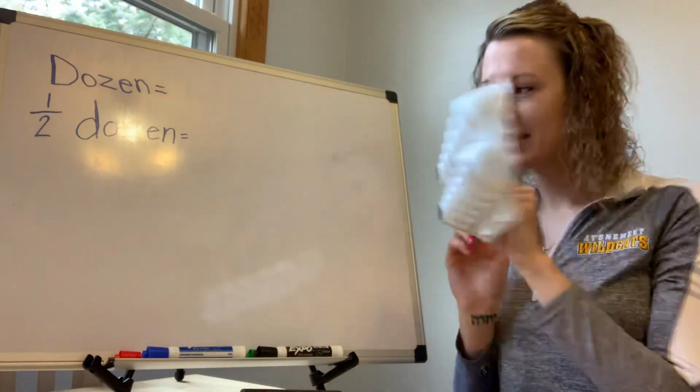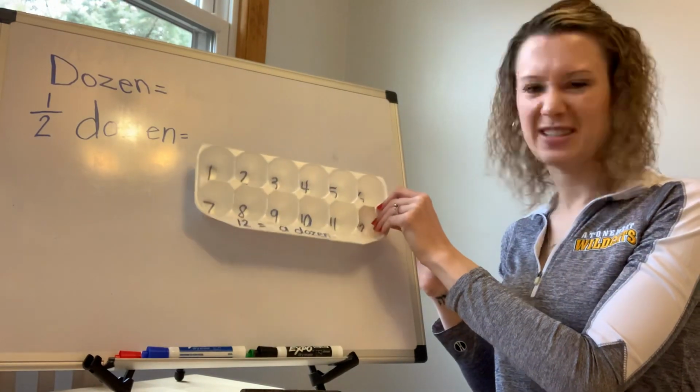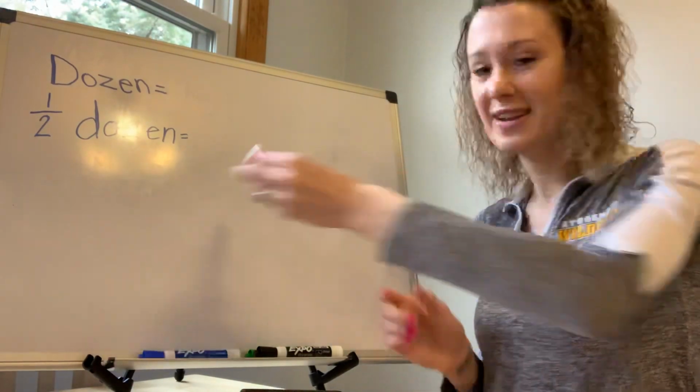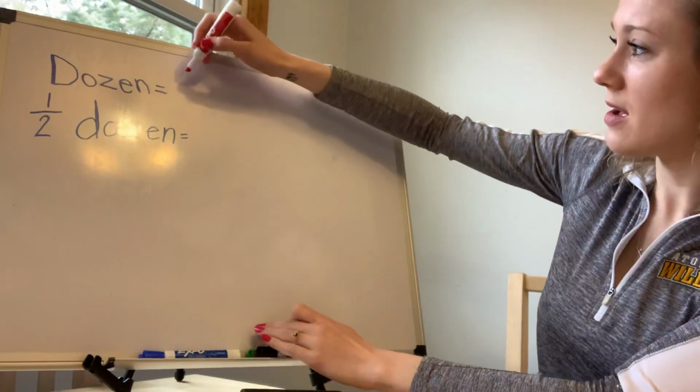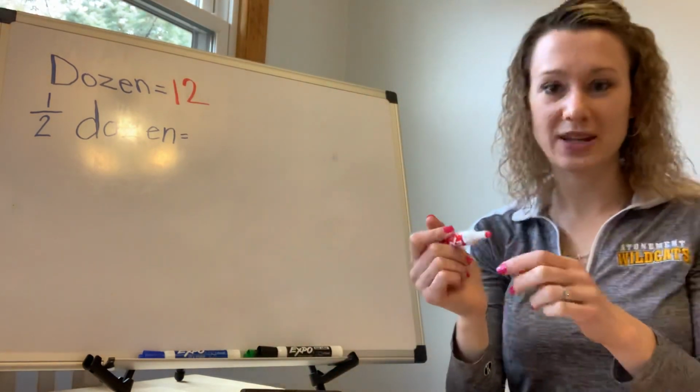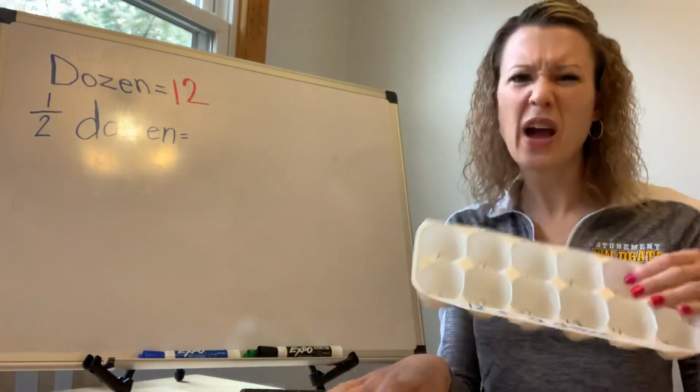I also put magnets on the back. Well, this isn't magnetized, otherwise I could stick it there, like on our whiteboard at school. I'm gonna write 12. A 1 and a 2. A dozen means 12. So I'm just gonna double check.